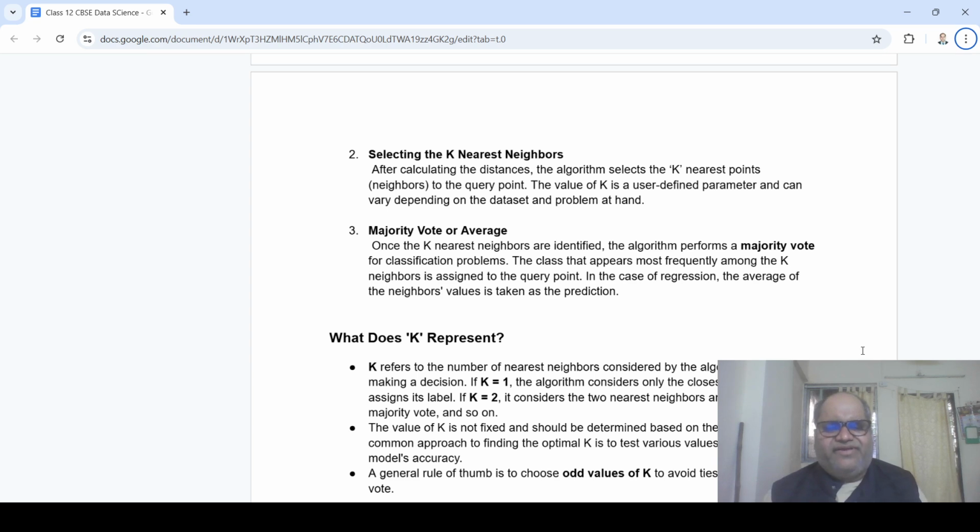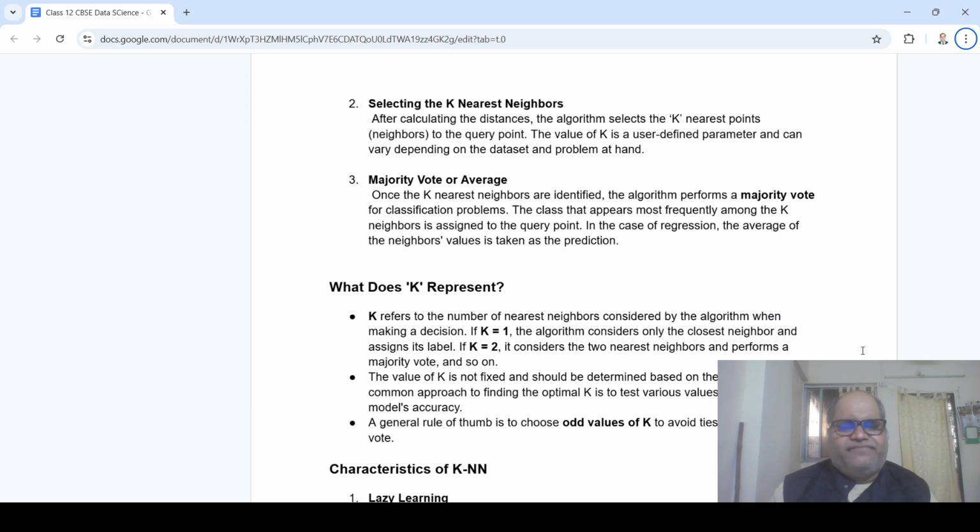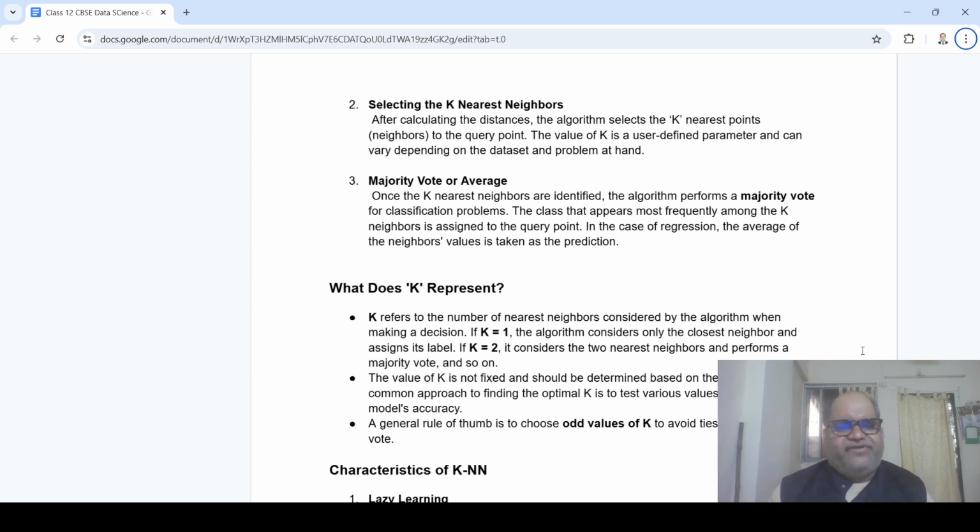K here is a user-chosen value. You can say 5 nearest neighbors, or you can say 10 nearest neighbors. In that case, the decision will be made based on the top 5 or top 10 nearest data points. And once you are there, you either take a majority vote or average it out. Say you got 4 of one type and 1 of another type, then you can make your decision either by majority, or you can average it out.